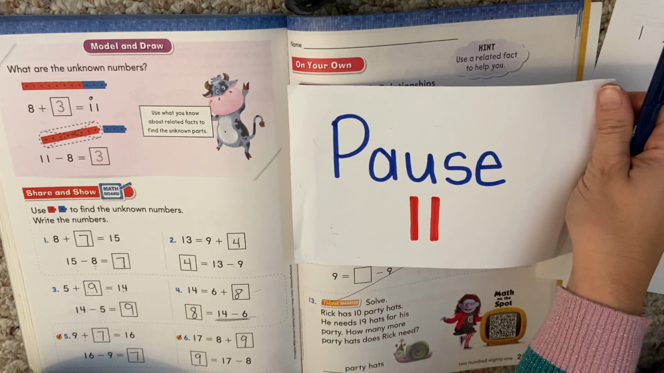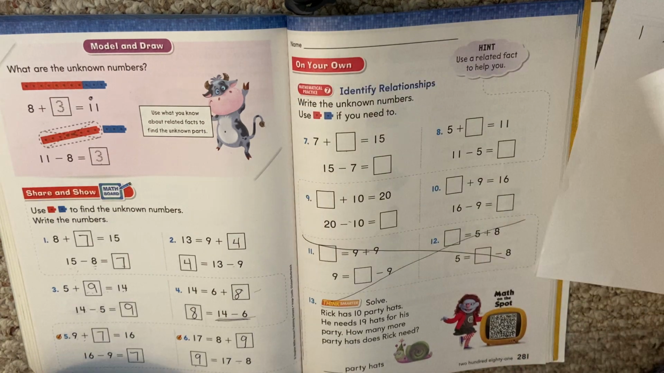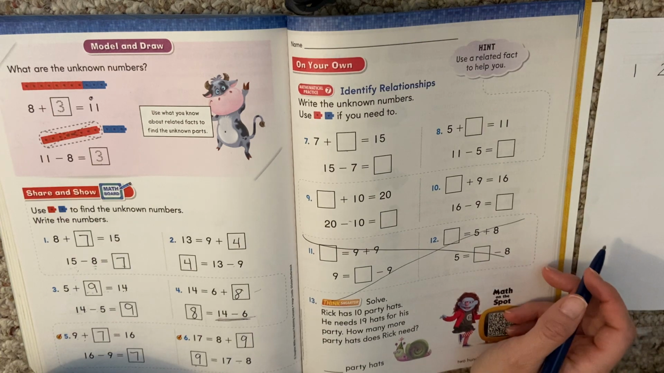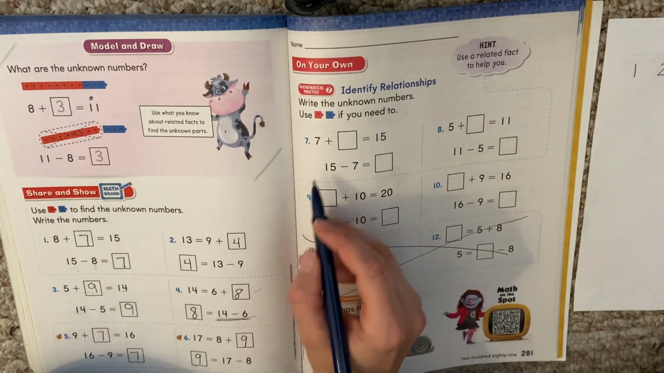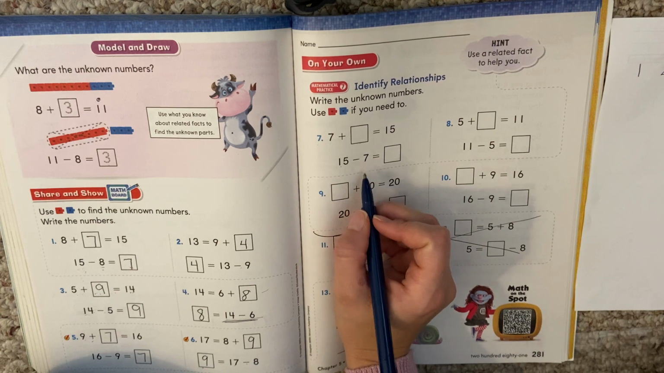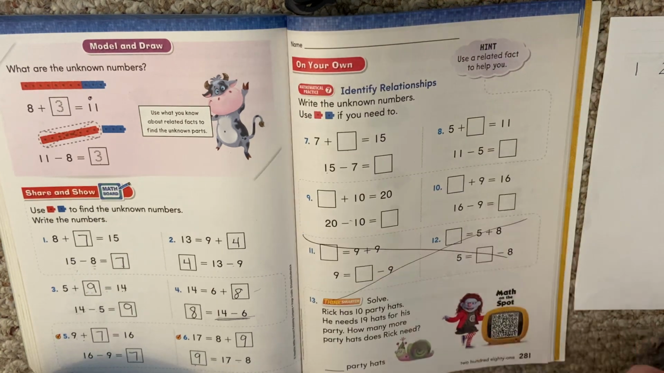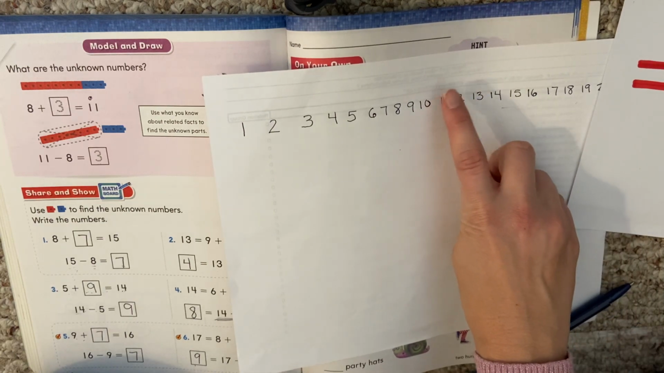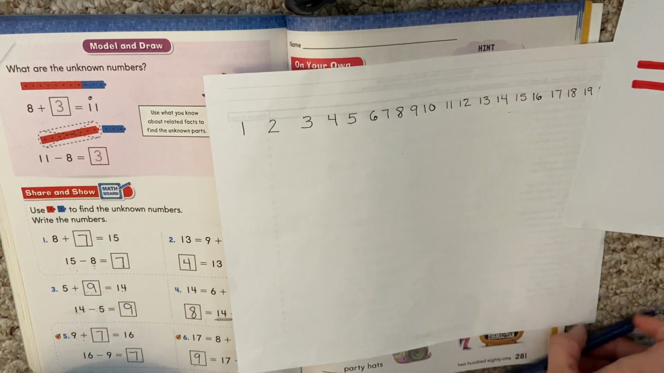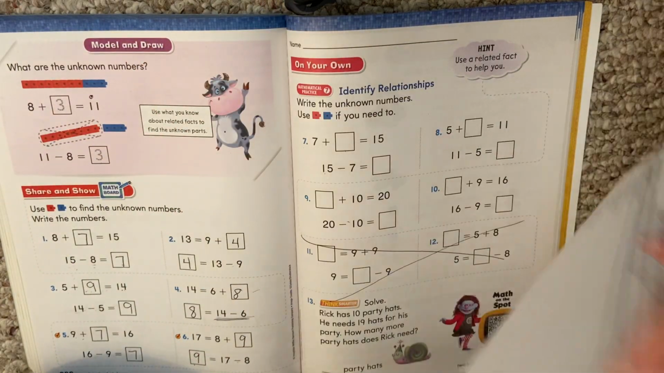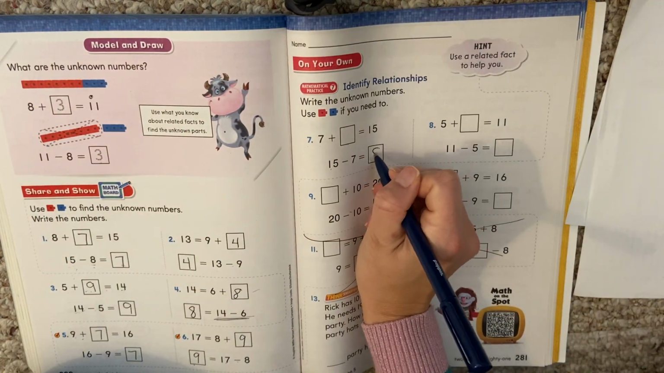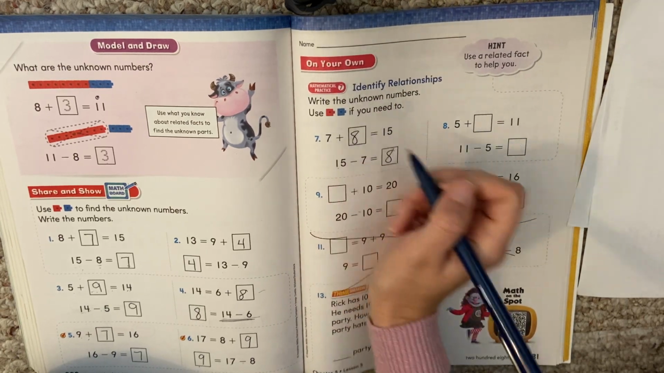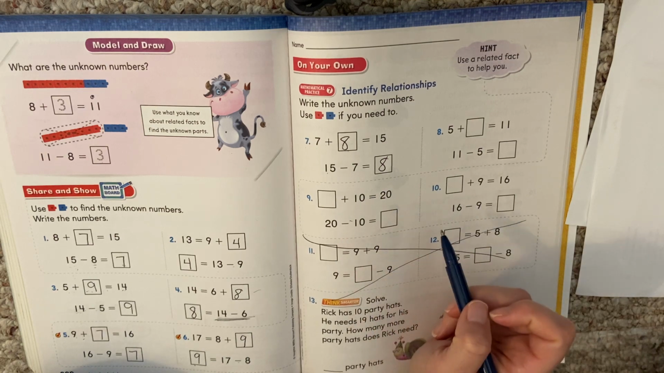When you're ready to check your work, hit play. All right, if you're hitting play, that means you're ready to check your work. 15 minus 7, that was the easier one to solve, straight through. 15, take away 7. 8. 8 was our missing number. So 7 plus 8 equals 15. That was what was missing.